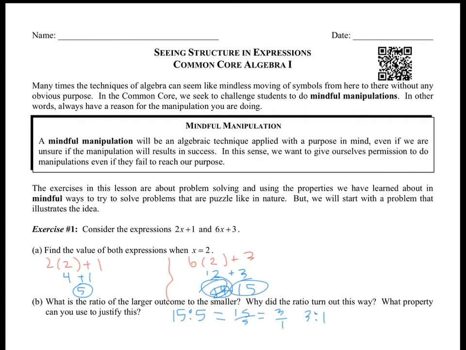One of the properties you can use to justify this would be the distributive property, that 3 times the smaller will equal the larger, because 3 times 2x is 6x, and 3 times 1 is 3, so it becomes 6x plus 3. So we can use the distributive property.